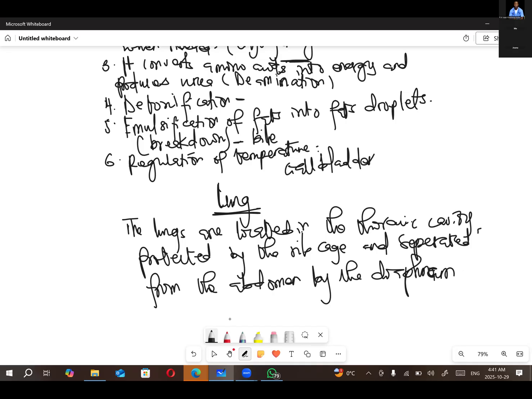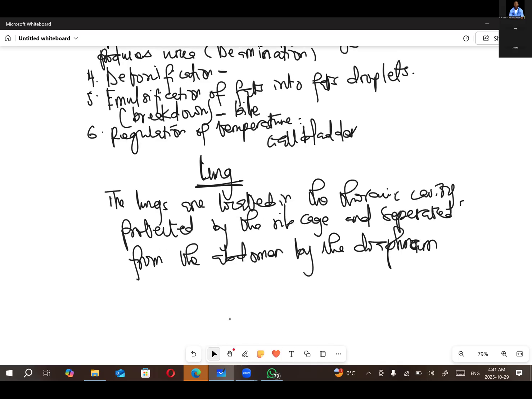Yeah. So it's two, and they are covered by the rib cage. It's in the chest area. The lung is in the chest area, the thoracic cavity. We'll actually discuss much of this in detail when we're looking at the respiratory system.